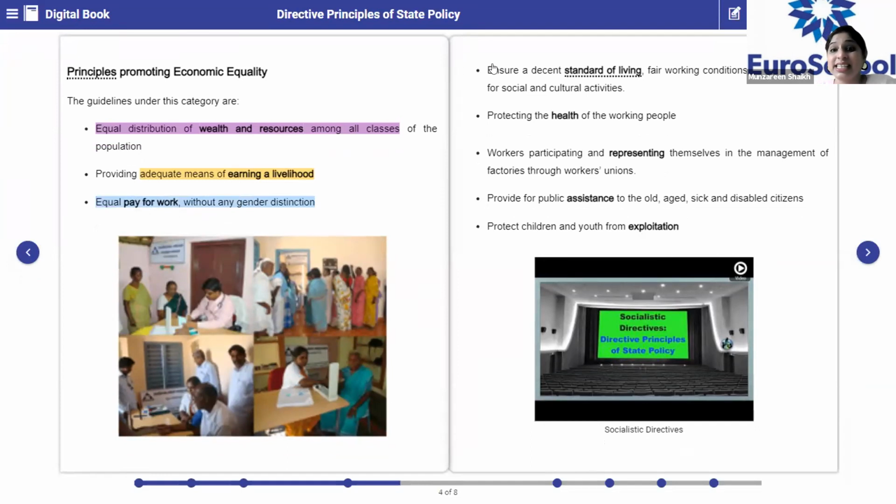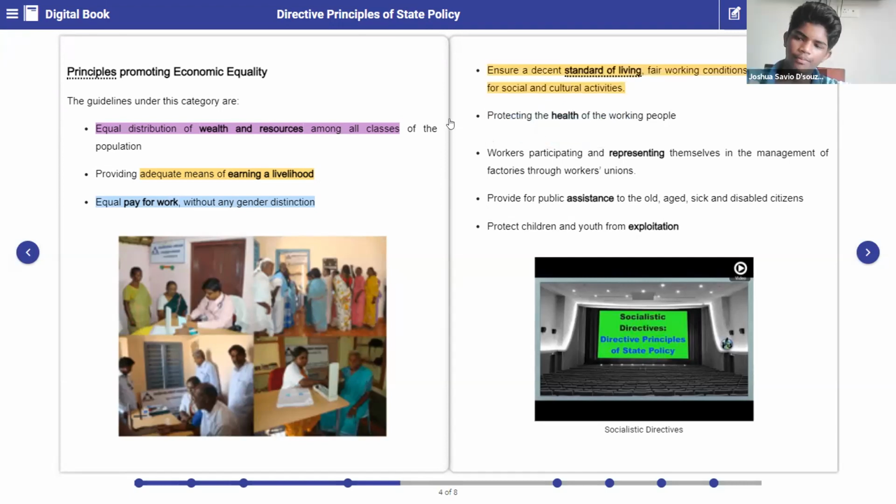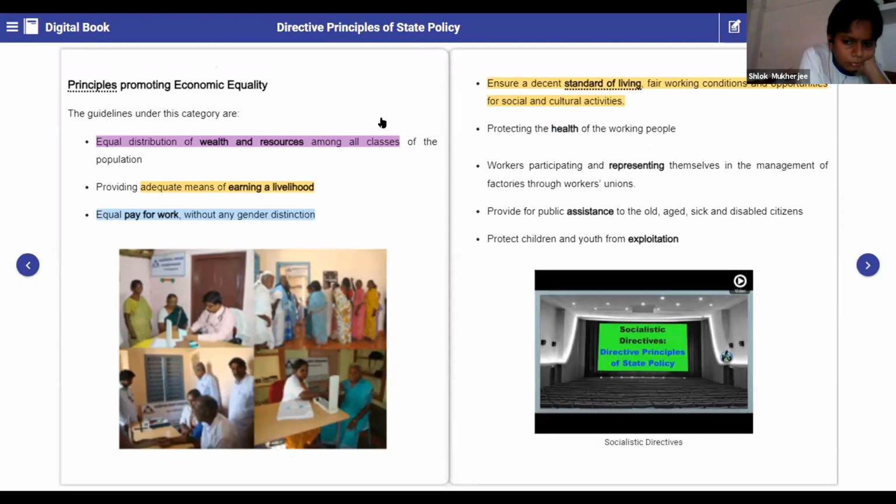Next, ensure a decent standard of living, fair working conditions, and opportunities for social and cultural activities. Underline this. That means decent standard of living includes what? Good working conditions, good food, proper health, social and cultural activities. Got it, everyone? Yes, ma'am. All four principles of promoting economic equality, everybody understood? Yes, ma'am. Okay, let's do the next four.